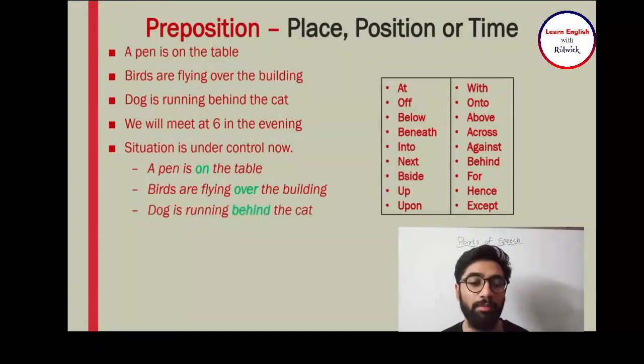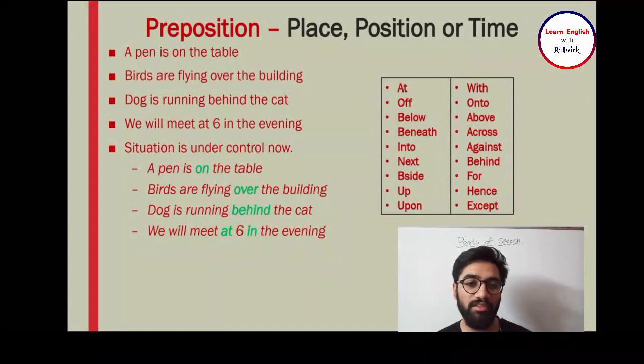In the next sentence, we have behind. By using this word behind, we can easily say that a cat is leading the dog. In the next sentence, at 6 in the evening. These both are time prepositions. We use at when we are very specific about the timing. For example, we'll meet at 11. We will have a meeting at 12. So before the timing, we have to use the preposition at.